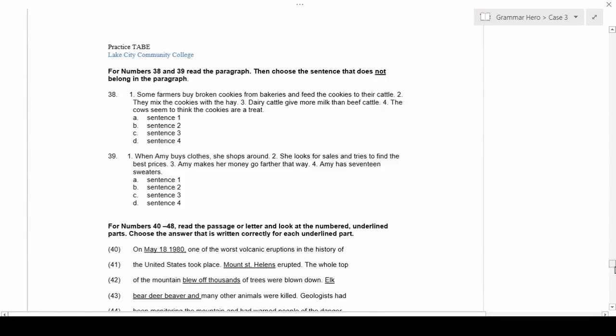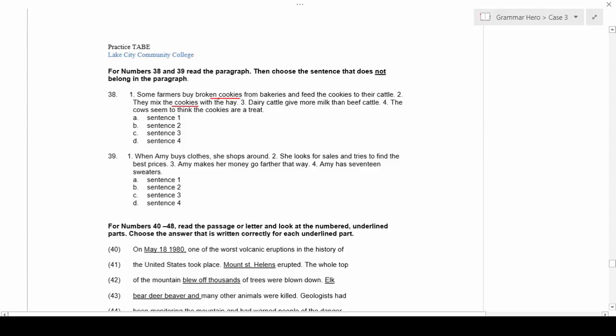Okay, we're almost done. So for 38 and 39, it says read the paragraph, choose the sentence that does not belong. So again, we're thinking about linking sentences to each other in a paragraph, and we've got to decide which one does not belong. Some farmers buy broken cookies from bakeries and feed cookies to their cattle. Two, they mix cookies with the hay.